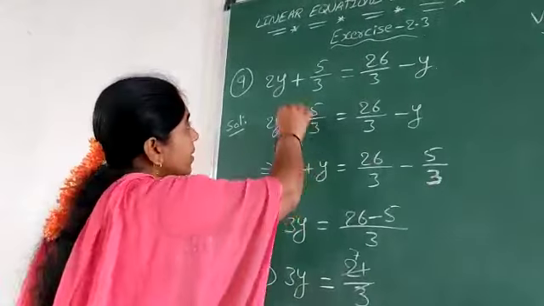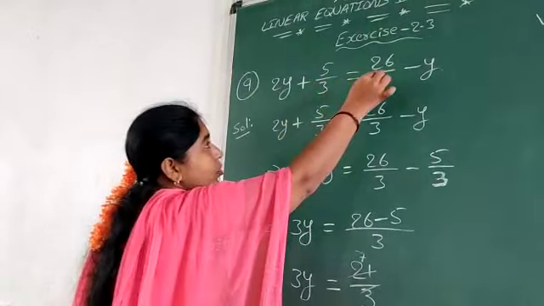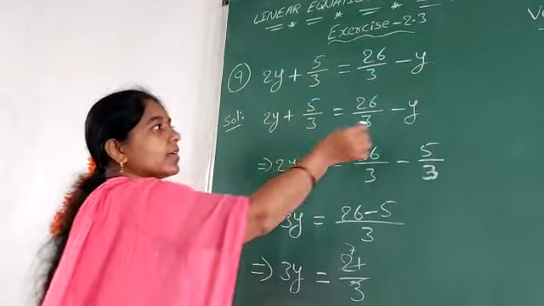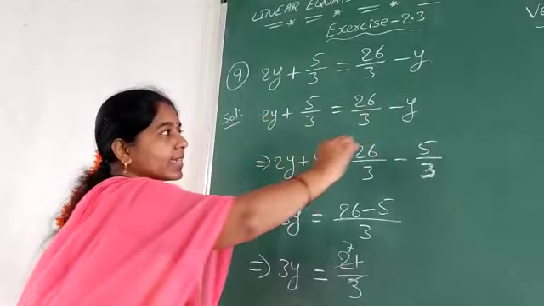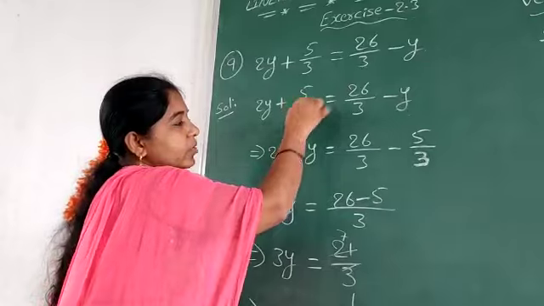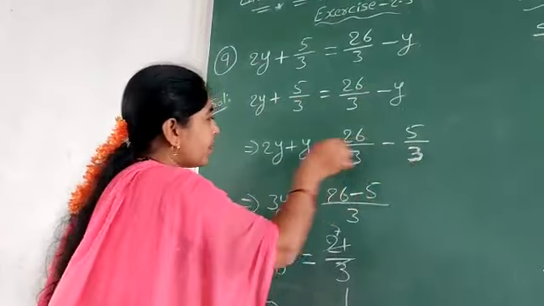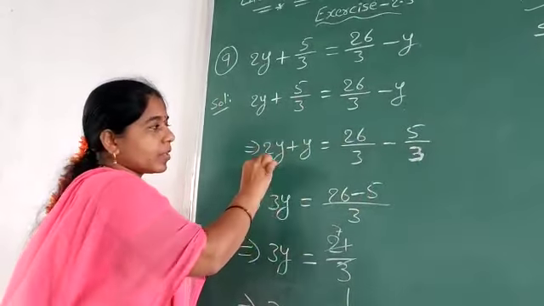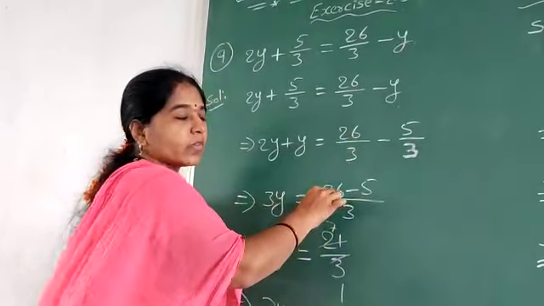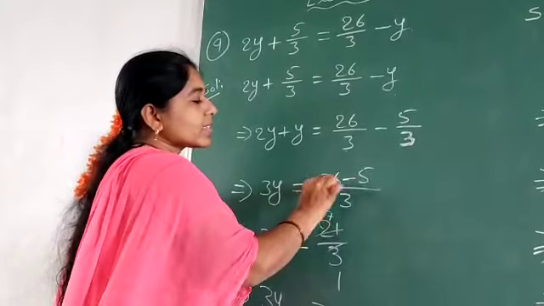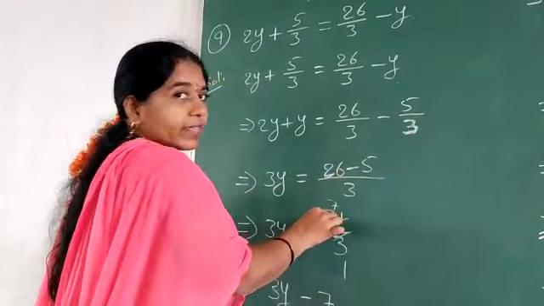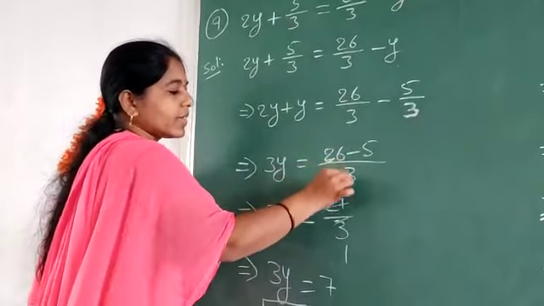Next question, 2y plus 5 by 3 is equal to 26 by 3 minus y. After rewriting the question, let's transpose like terms to one side, that is, minus 5 by 3 you transpose it will become plus 5 by 3, and plus y becomes 3y. 2y plus y is 3y because like terms addition, and here denominators are same, numerators subtracted. 26 minus 5 is equal to 21. 3y is equal to 21 divided by 3.